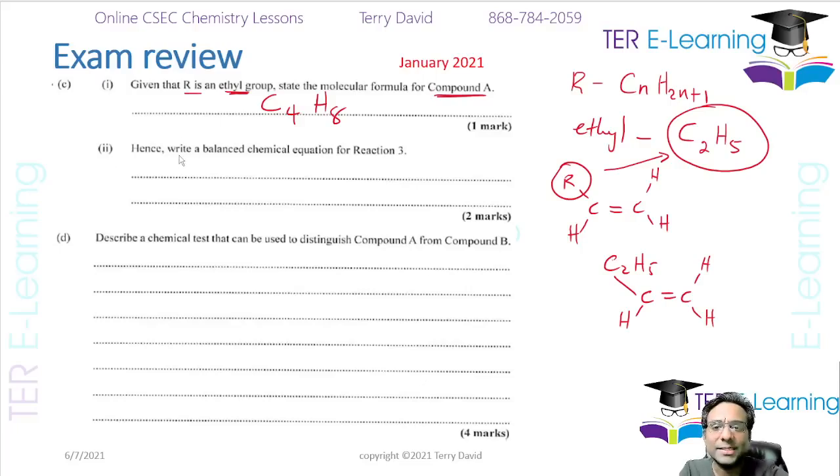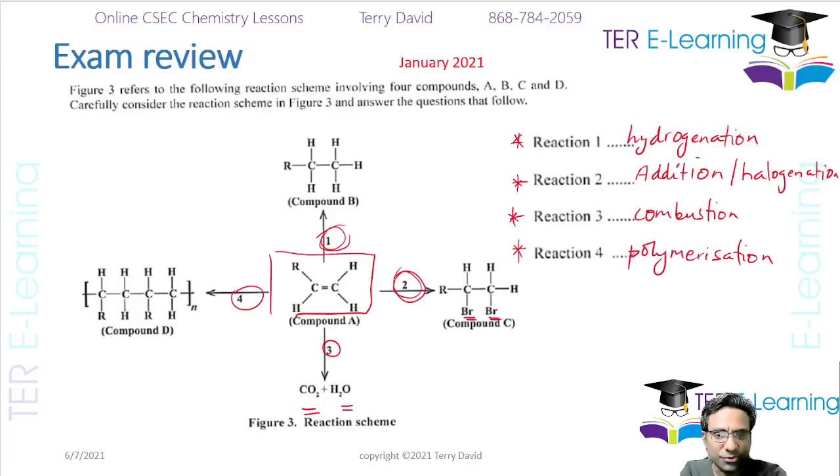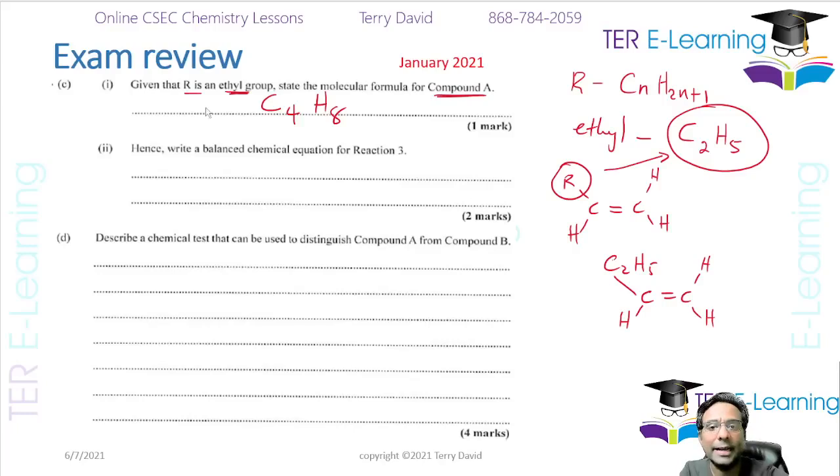Now they said hence write a balanced chemical reaction for reaction 3. What was reaction 3 now? So reaction 3 was combustion. So what I'm going to do, I'm going to take compound A and I'm going to combust it. So it's C4H8 plus O2, that's oxygen gas, and that's going to give me CO2 gas plus H2O liquid. That's what I'm going to get when I burn this compound.